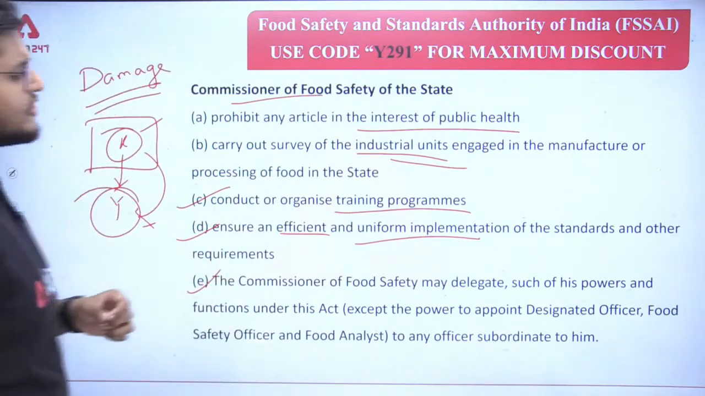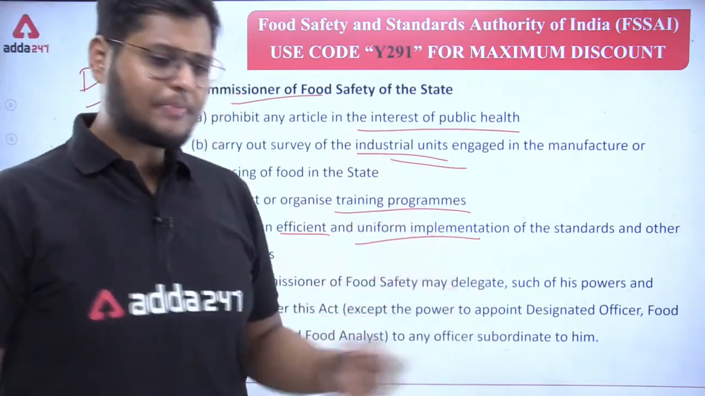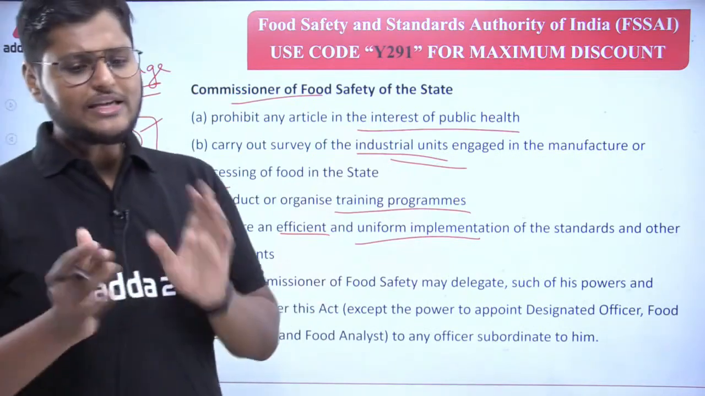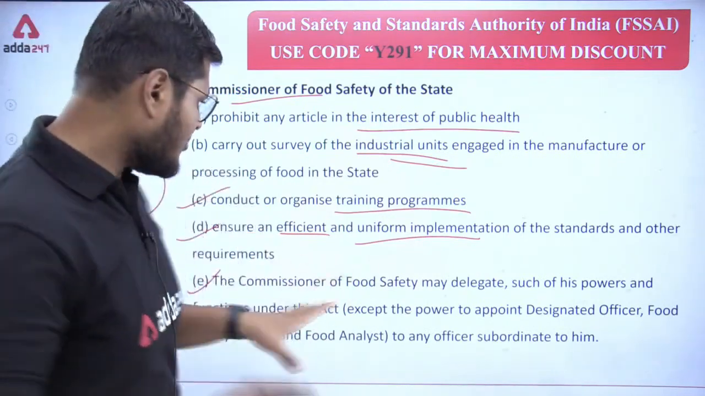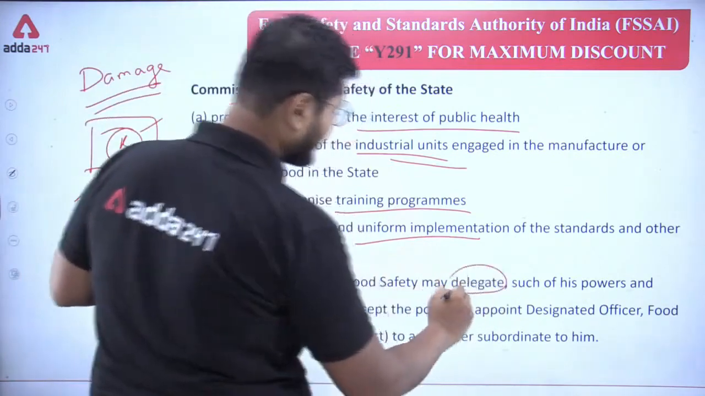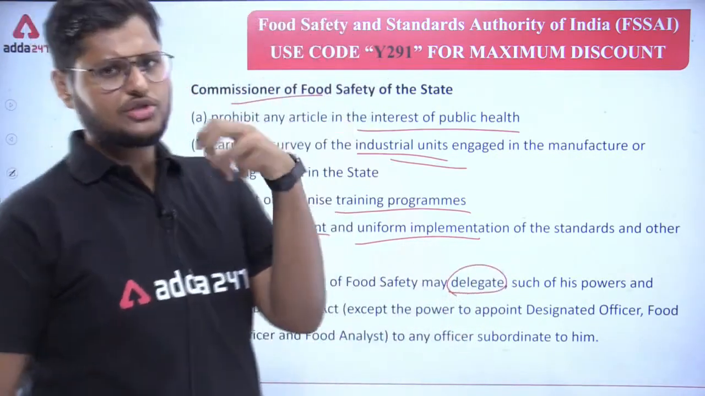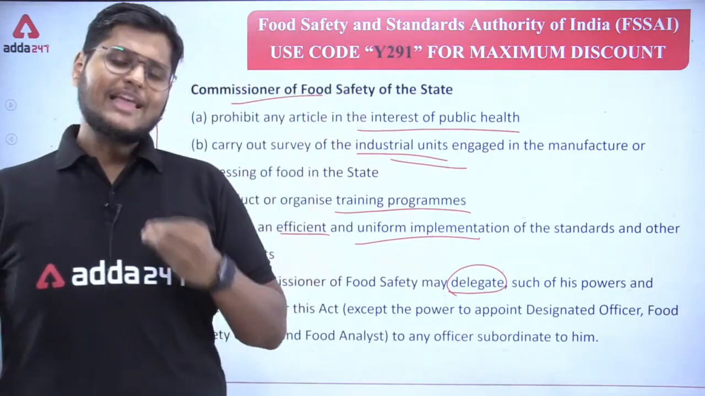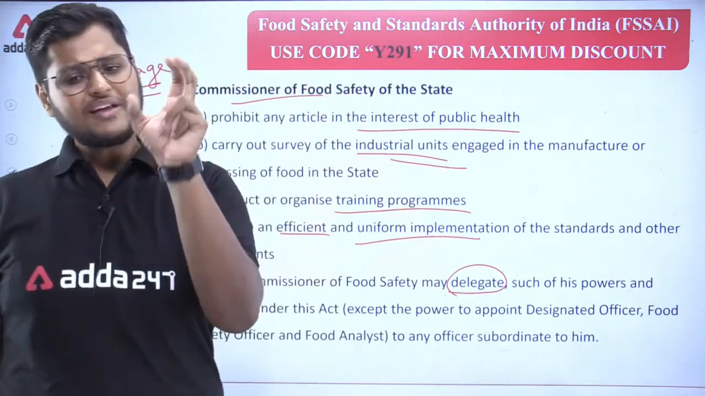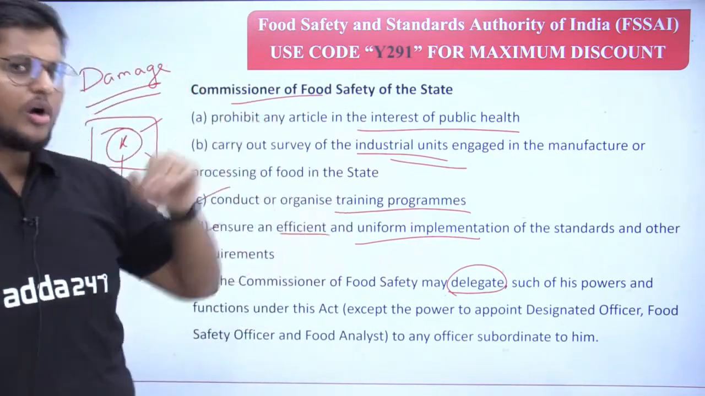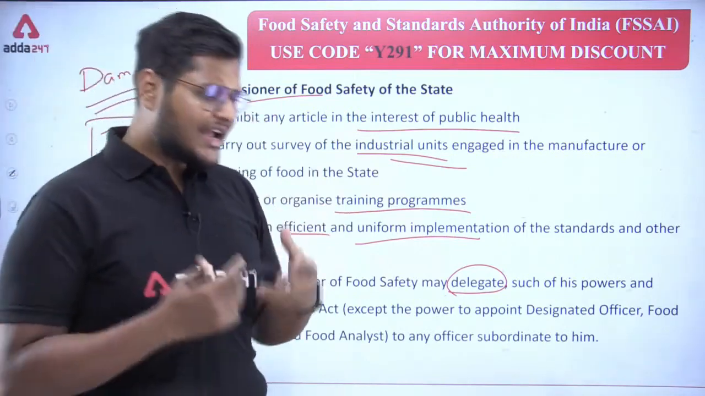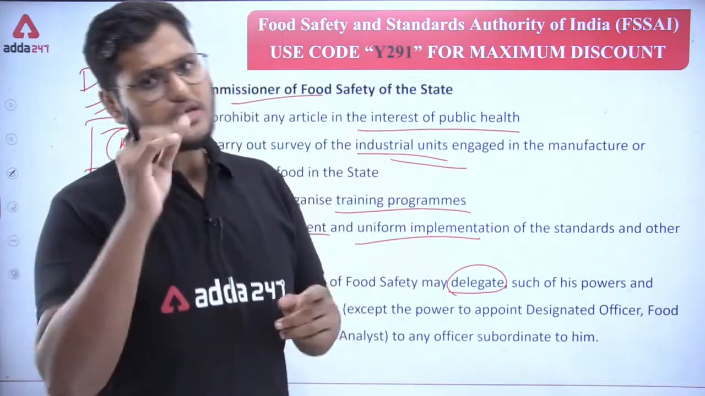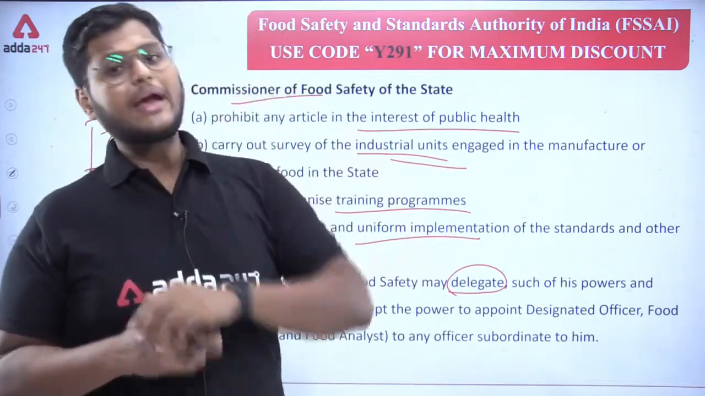Next, the Commissioner of Food Safety may delegate such of his powers and functions under this Act, except to appoint the designated officer. Now what exactly is delegate? You must have heard of a delegate of so and so organization or a delegate of a particular person.